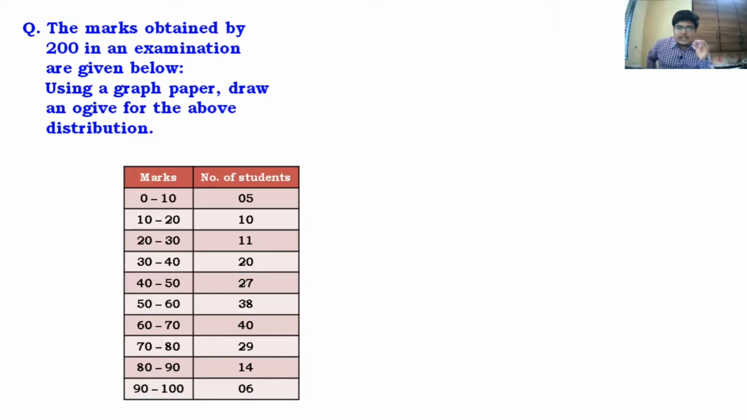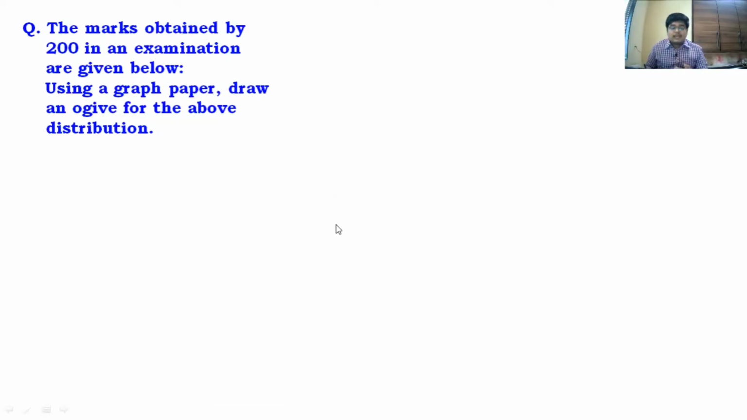So here the question is: marks obtained by 200 students in an examination are given. So there are 200 students of a school and the marks are being categorized in this table. We will always be given a table with grouped data, which will be a group frequency table. Now here, guys, to find the ogive, you have to first make a table with 4 columns.